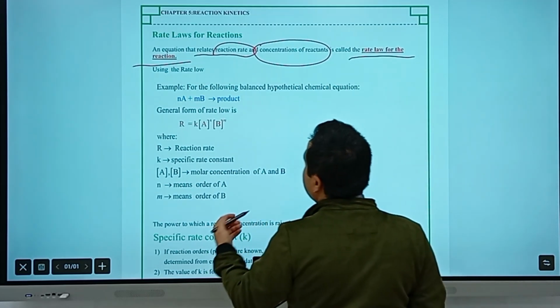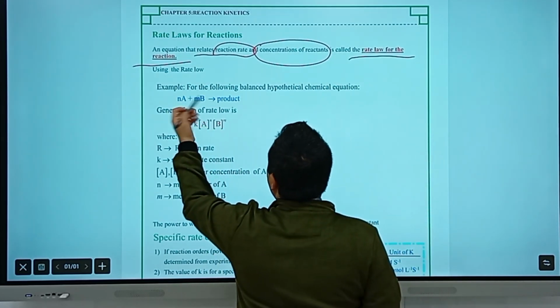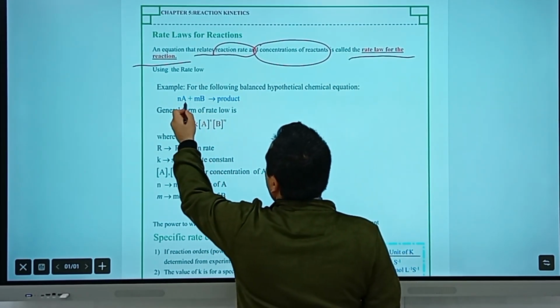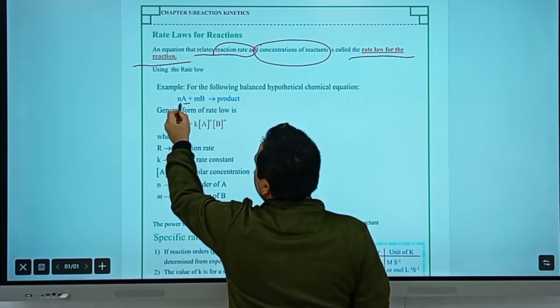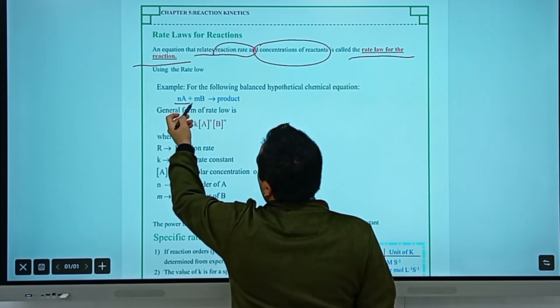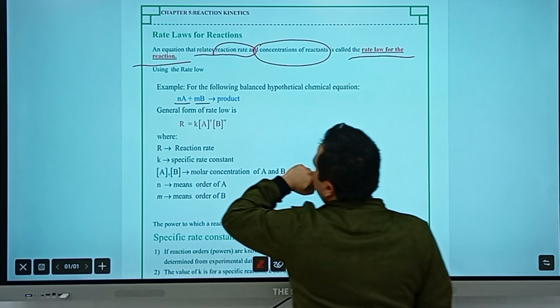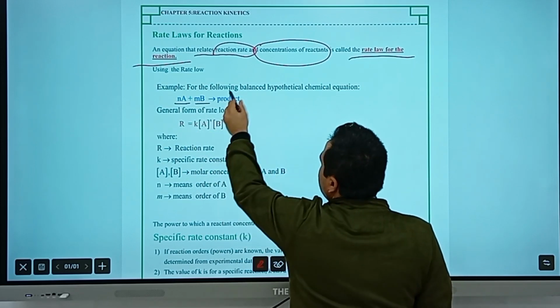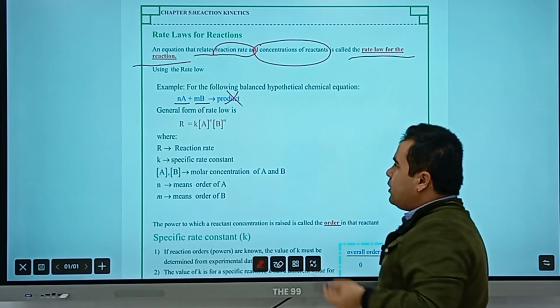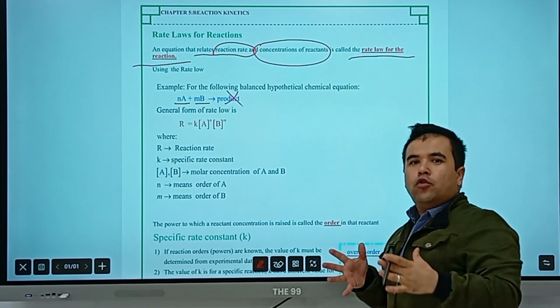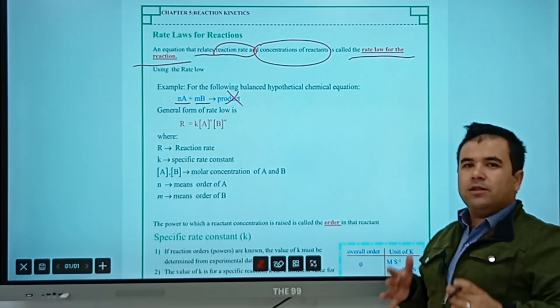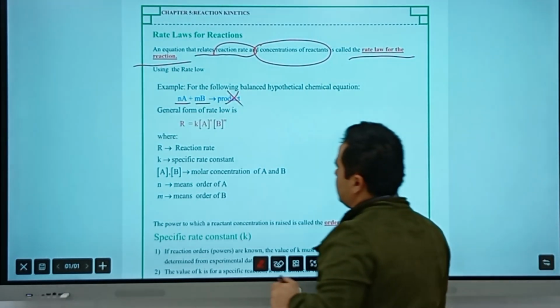Let us use this equation, guys. This is a hypothetical equation: N with the coefficient of A, M the coefficient of B, to form a product. Here we do not consider the product in the calculations. Why? Because only the chemicals in the reactants affect the rate.